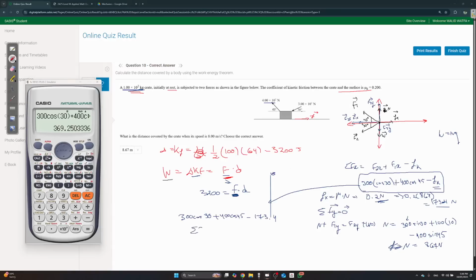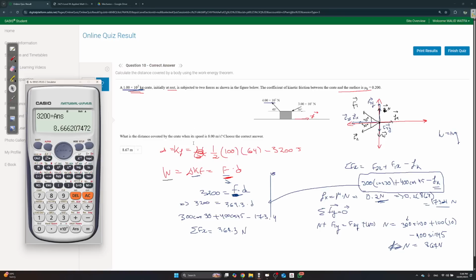Sigma Fx is equal to 369.3 newtons. So now we know our resultant force. We can just substitute back here. So 3200 is equal to 369.3 times d, and you can solve for d by dividing by this answer. So 3200 divided by the answer, and you get 8.67, to the second decimal place.